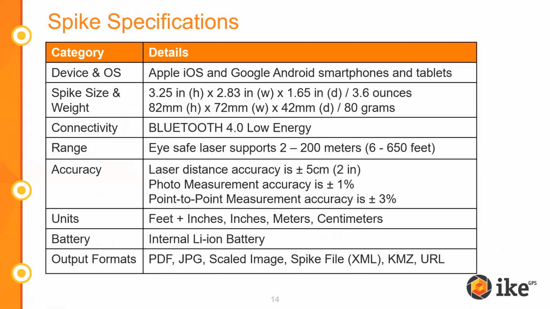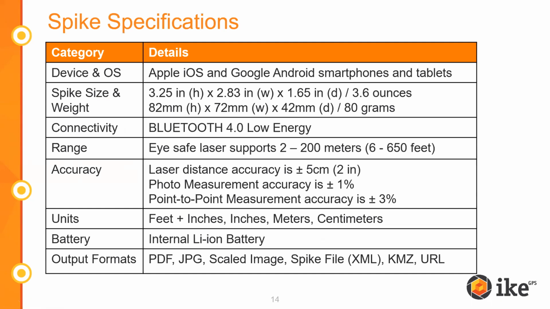Some specs. iOS or Android, we talked about that already. What about the size and weight of a Spike? Well, it's small, and as it should be, because you don't want to add a lot of extra weight or girth to your mobile solution. So it's a little over 3.5 ounces. It does connect via Bluetooth. It uses an eye-safe laser, so it's not using one of those red dot lasers.